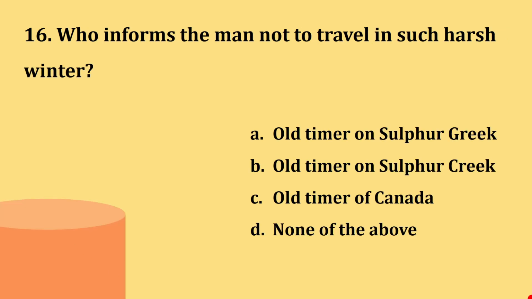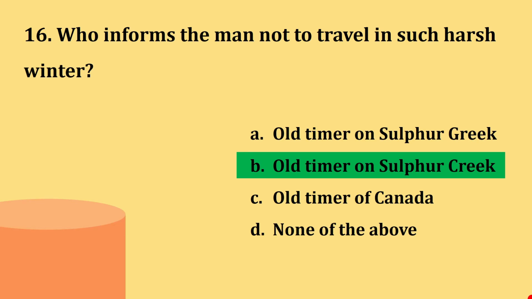Number 16, who informs the man not to travel in such a harsh winter? Options are A, old timer on Sulphur Creek, B, old timer on Sulphur Creek, C, old timer of Canada, and D, none of the above. And the correct option is B, old timer on Sulphur Creek. Please remember this.